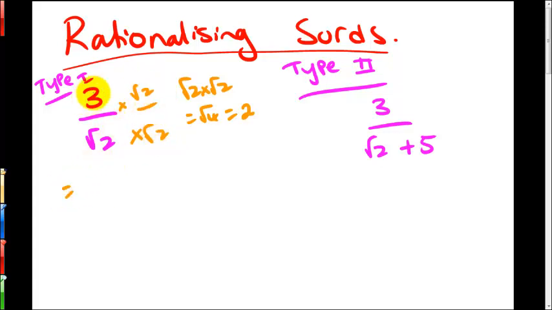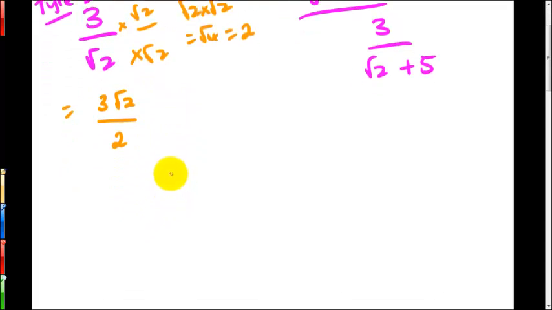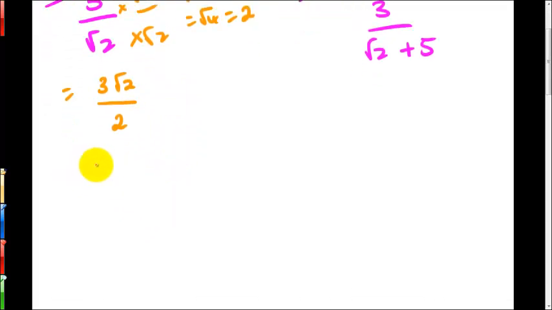Now, what's 3 times root 2? That's 3 root 2 over, what's root 2 times root 2? Well, we just worked that out. That's root 4, which becomes 2. That's it. That's your answer. Yes, easy. So let's do another one. Let's make it a little bit trickier now.